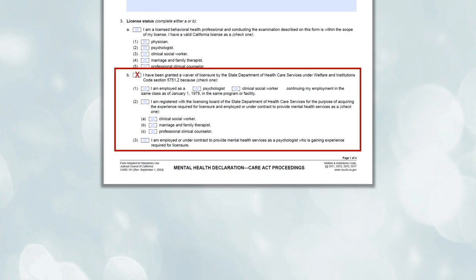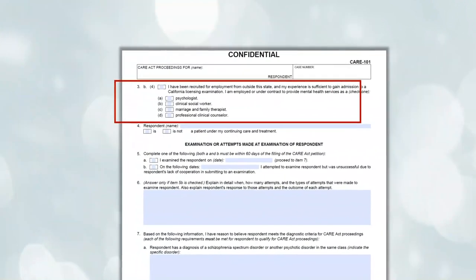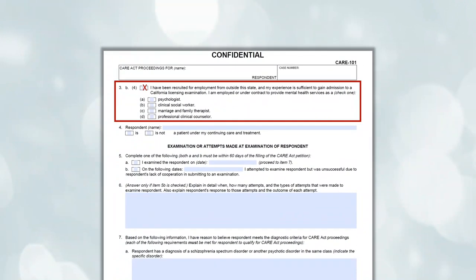Let's take a look at item 3B, which is where you indicate if you've been granted a license waiver in California. If this item is applicable to you, you will need to check this item and then check one of 4 options listed, with the 4th option on the next page of the form. Either option 1, option 2, option 3, or the 4th option on the next page of the form.